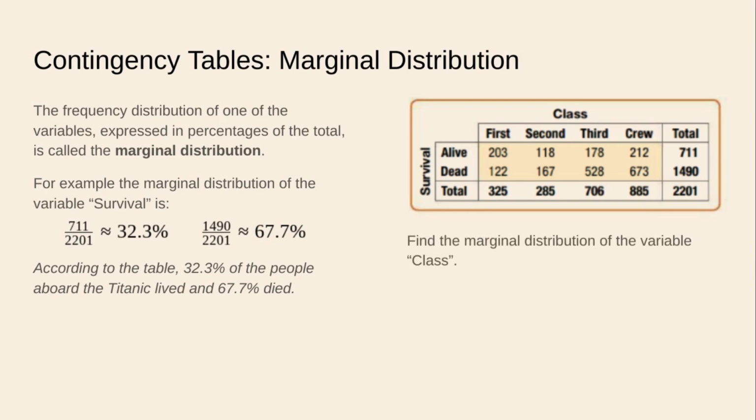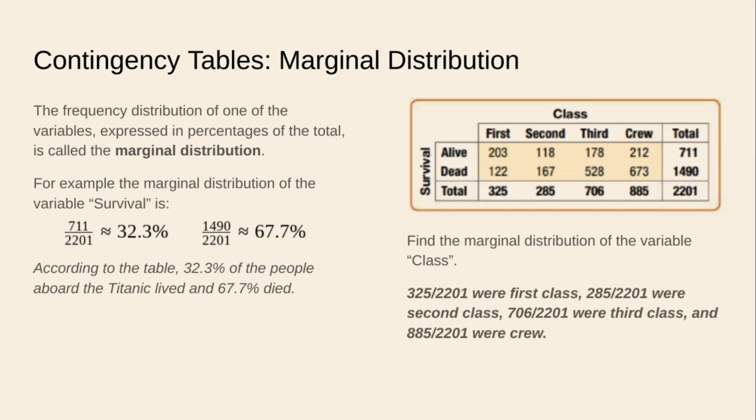So now we're going to find the marginal distribution for the variable class. Now, to give you a hint, you're going to find 4 different values. Take a moment, see if you can find the marginal distribution of the variable class. Pause the video, unpause it when you think you have an answer. Okay, I'll assume we're ready to continue. Here we go.